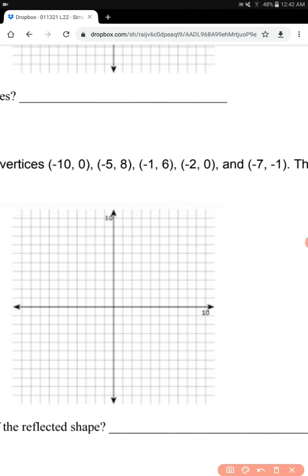If we're reflecting it over the y-axis, the y-axis is a mirror. That's the important part. So these points, negative 5, 8 should be right there. Negative 1, 6 should be that, and then negative like that, and then negative 7, negative 1. Yeah, that's right. And then we're reflecting it over the y-axis.